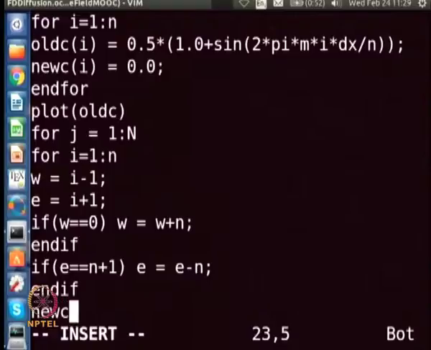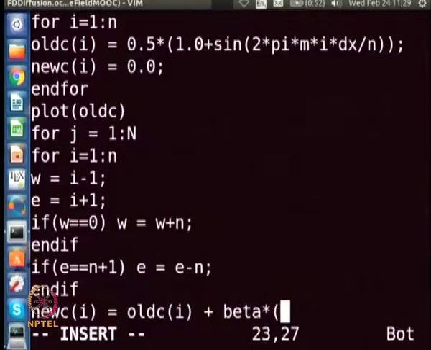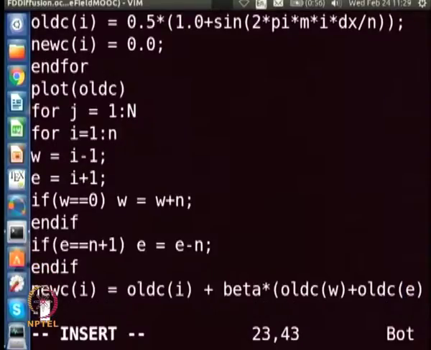Now, new c of i is nothing but old c of i plus beta multiplied by old c of W plus old c of east minus 2 times old c at the ith point itself.